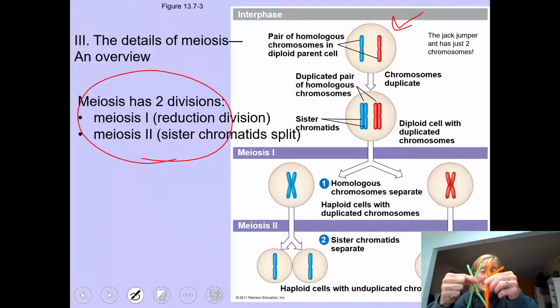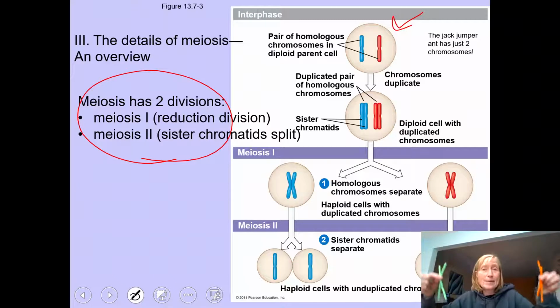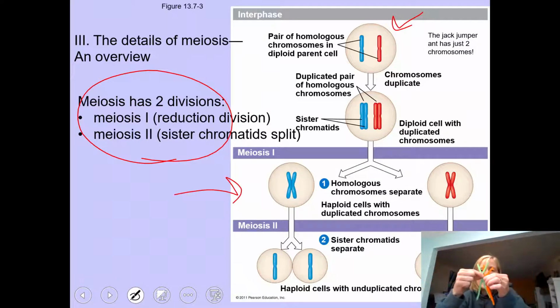In meiosis 1, the homologous chromosomes separate and end up in different cells. That's what's happening here. In meiosis 1, the homologous chromosomes separate. In humans, that would mean by the end of meiosis 1, all of our gametes to be would have 23 chromosomes. But each cell still has its replicated sister chromatids. And so meiosis 2 takes the replicated sister chromatids and separates them into different cells.